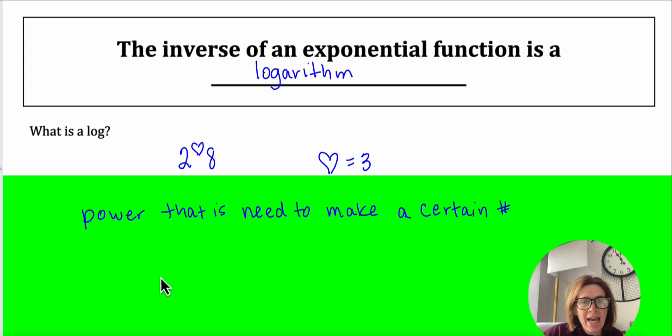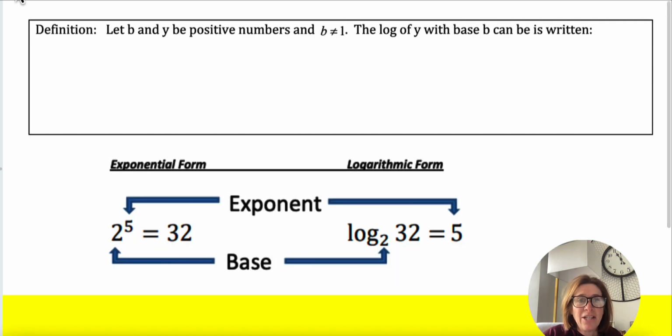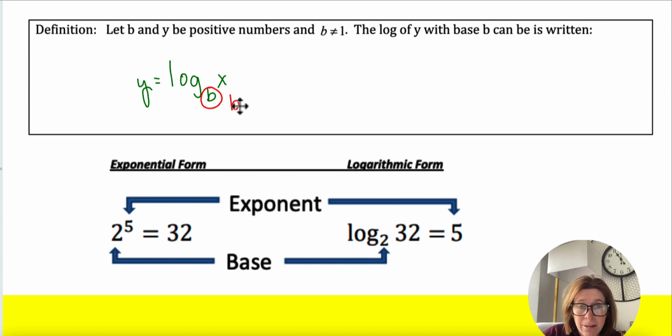And so when we look at it, the way we write it is going to be really important so that you understand. So the formal definition is that if we let b and y be positive numbers and b can't be 1, then the log of y with base b is going to be written as log base b of x. So y equals log base b of x, where we call this the base. We call this the argument.